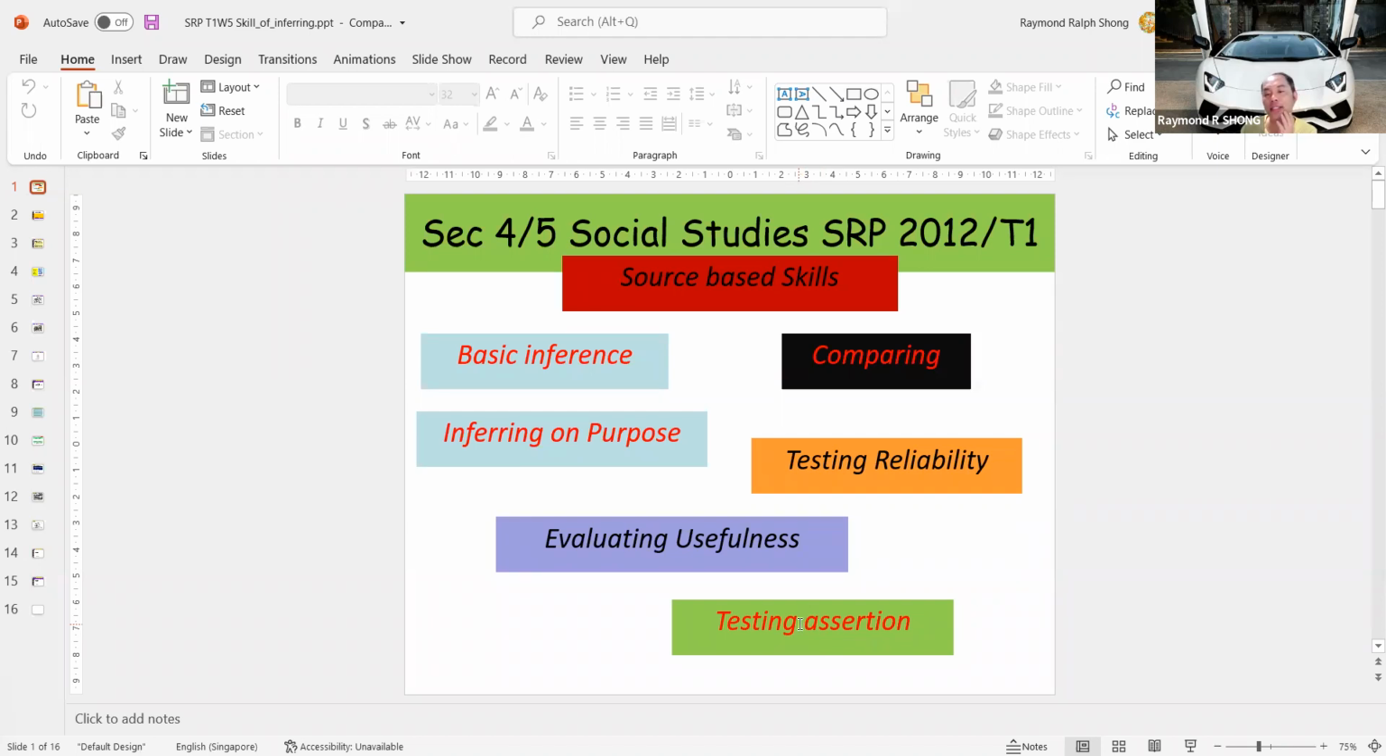How about Xing Chen? Which skill do you think is the easiest for you and which one is the tougher? I find usefulness harder. The easiest? Reliability. Reliability tougher. Oh, okay. All right. Zhao Xuan, reliability easy. Reliability easy. Oh, usefulness tougher. Okay. Zhao Xuan?